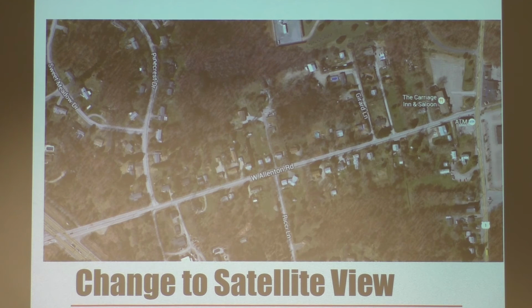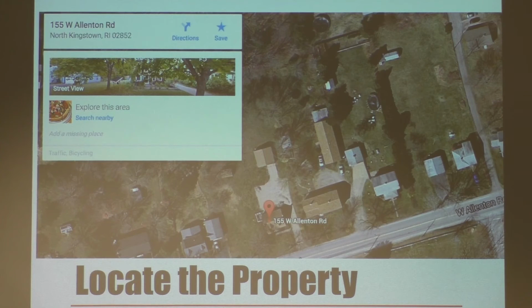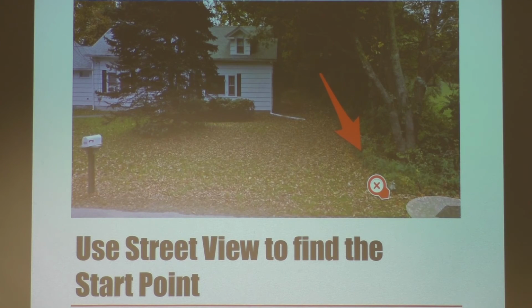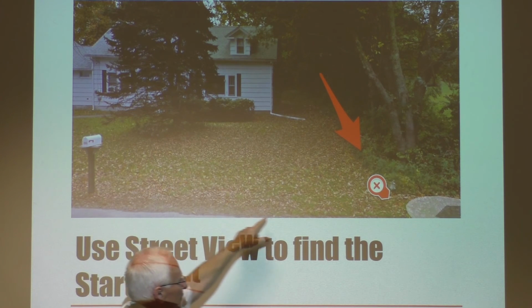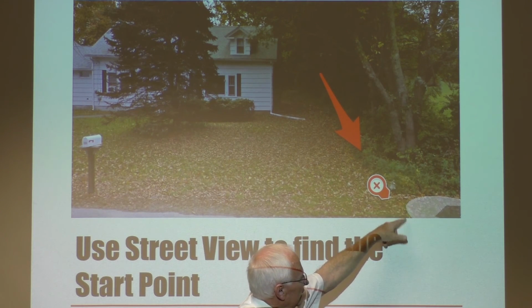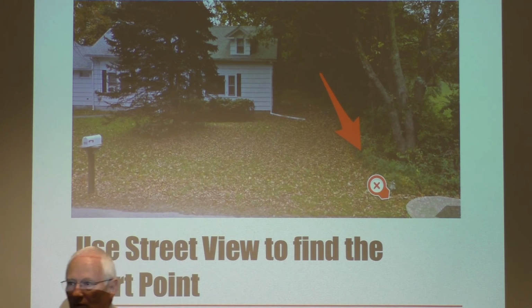Okay, so now what are we gonna do? Well, we did find the address. The address is 155 Allenton Road, and this is the property right there. And so we've located the property, but now we need to find the starting point. Well, the starting point is the edge of the road on the northwest part of the property. Now, the map was upside down because north was south on that map view. But here's the road. You can see the edge of the road right here. And if we went over here, there's the edge of the road. So right there is the X, where the start point was.